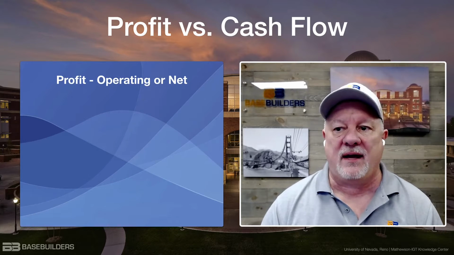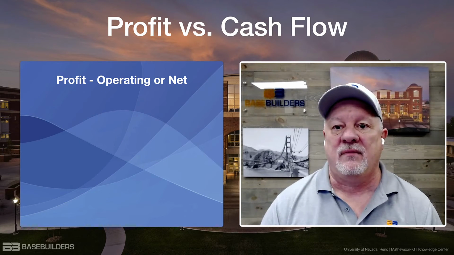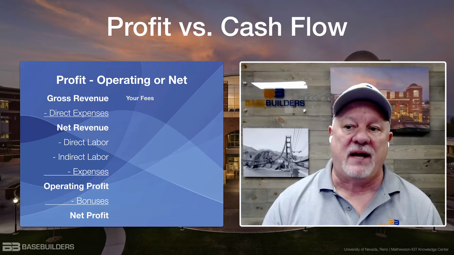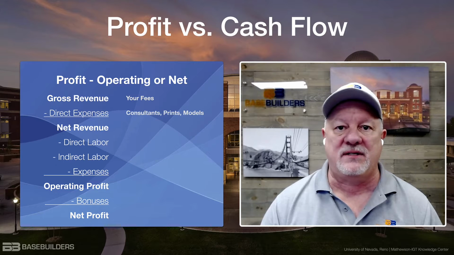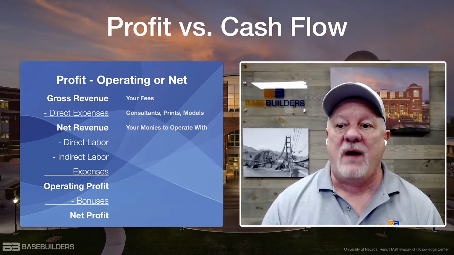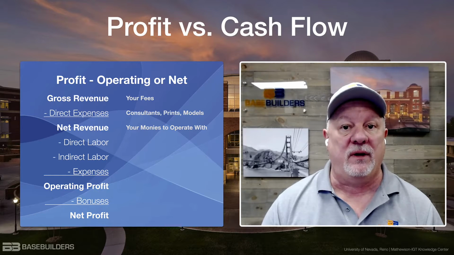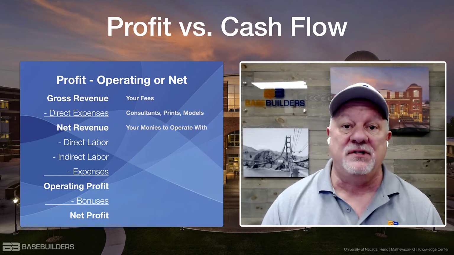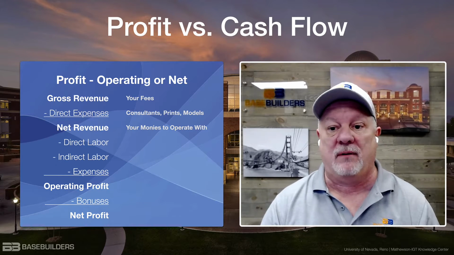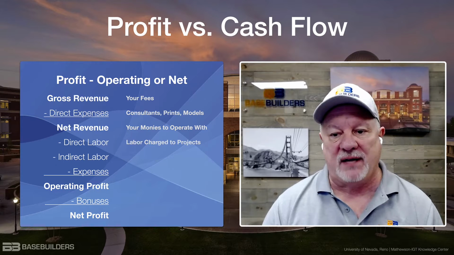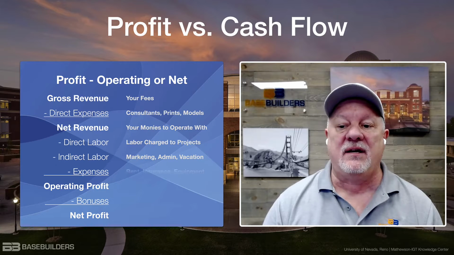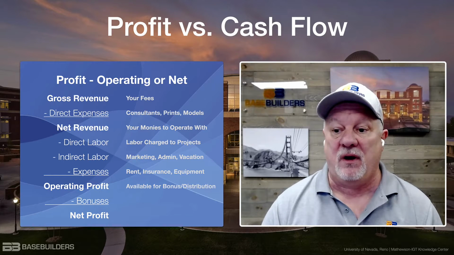So let's take a look at how it all lines out here. We've got our gross revenue, which is going to come from your billings. Then we have direct expenses, which is your consultants and prints and plots and all these other direct expenses. Then you have the monies that you get to operate with, also known as net revenue. So the net revenue is the money you have to pay for the operating of your firm. Out of that will come your direct labor, your indirect labor, and your expenses, giving us your operating profit once we do all the math.